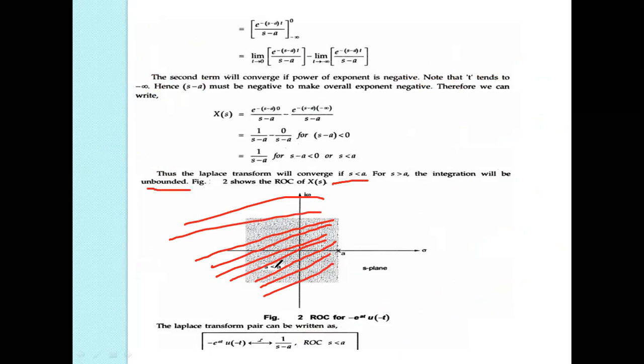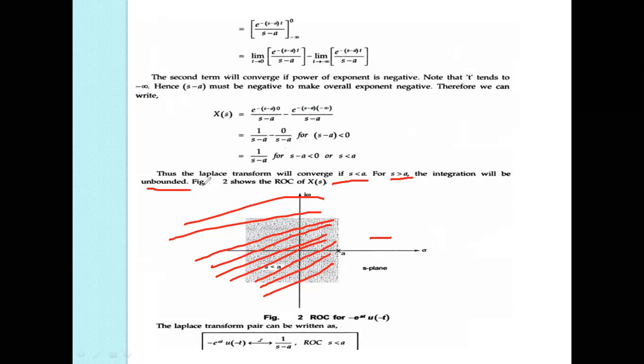The Laplace transform will converge if s is less than a. For s greater than a, the integration will be unbounded. When we take the values s less than a, it is bounded, the shaded area towards the negative real axis. Any value you take below a, it is bounded. If you take any value greater than a, it is unbounded. For s greater than a, the integration will be unbounded.